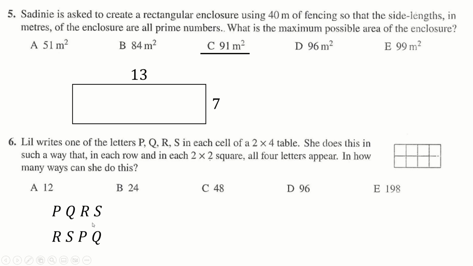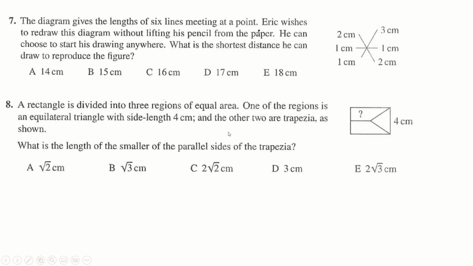So if you imagine having letter 1 here and here, and 2 here and here, and 3 here and here, and 4 here and here, there are 4 choices as to what you make letter 1, PQRS, and then 3 choices for letter 2, then 2 choices for letter 3, and then 1 choice for letter 4. So 4 times 3 times 2 times 1 is 24, and we end up with the answer of B.